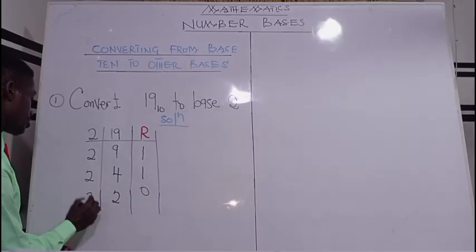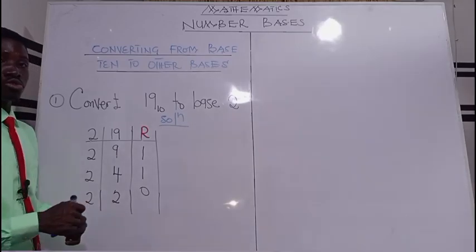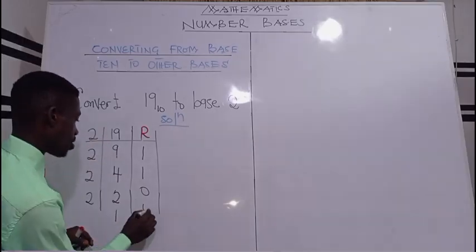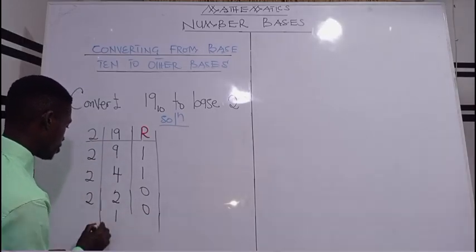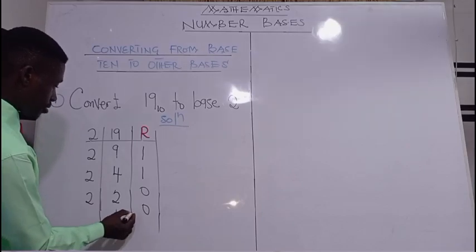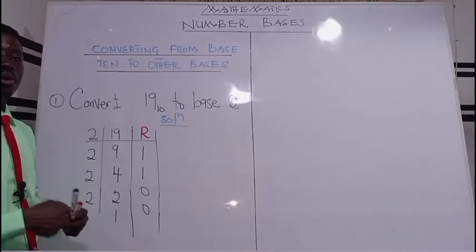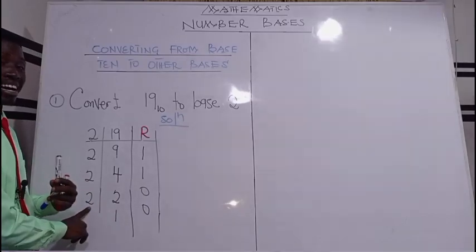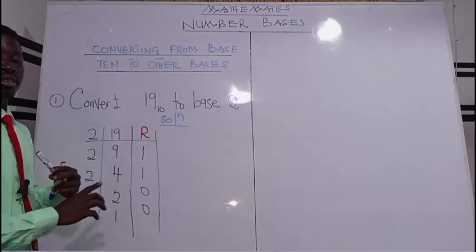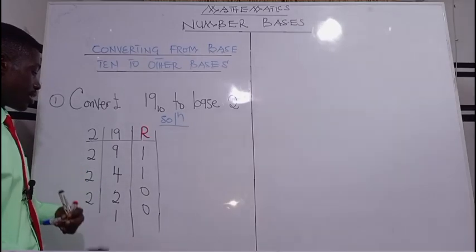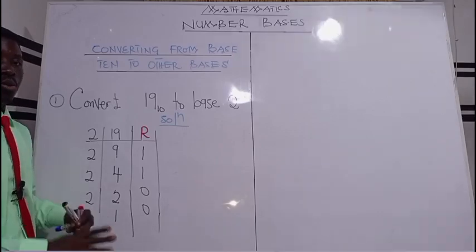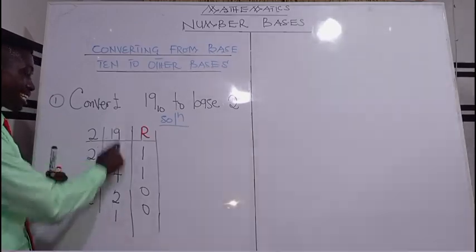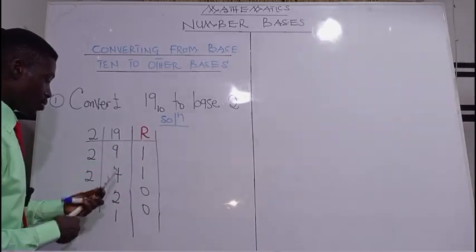Then we add our 2 here. How many times will 2 go into 2? 1, remainder 0. So we write our remainder here. Now when you realize that the last number in the second column is less than the number in the first column, or when the dividend is less than the divisor, then we end our division. And then we are going to add the last number in the second column to the remainder. So we add it here.